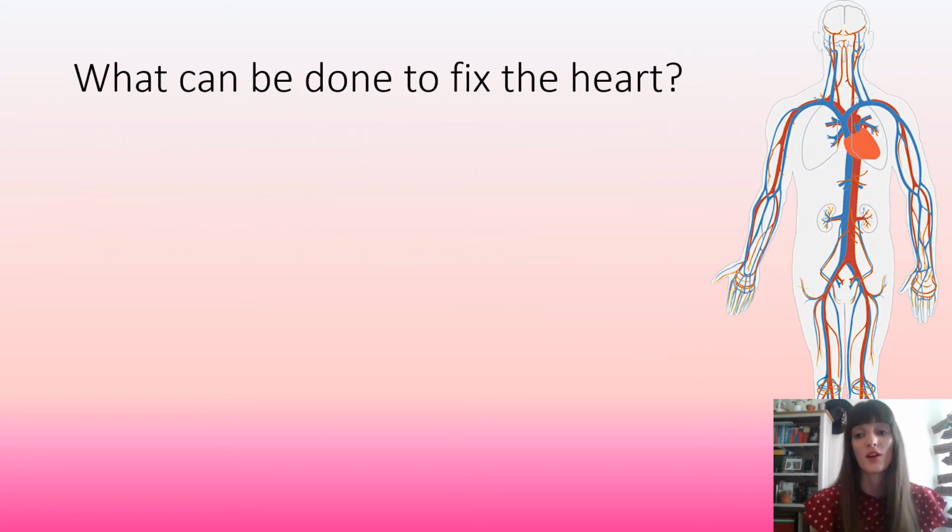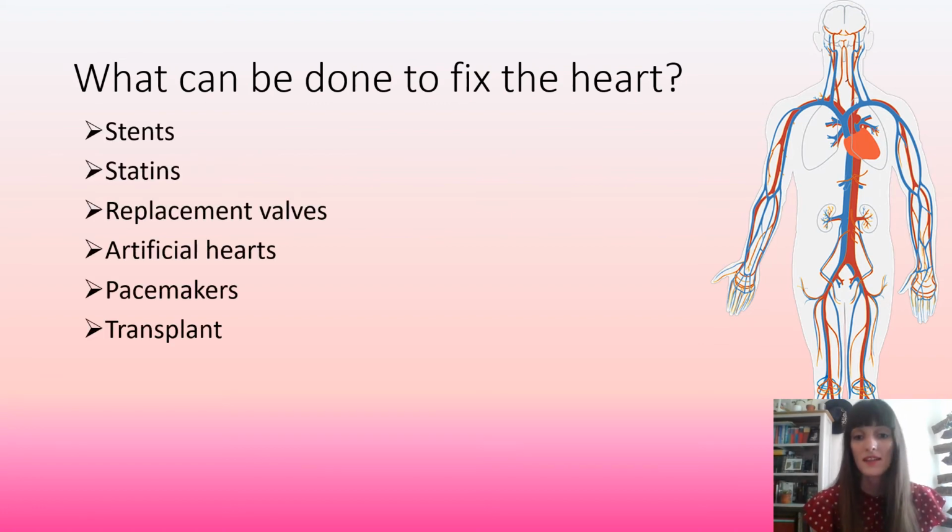So what can we do to fix the heart apart from artificial pacemakers? Stents, statins, replacement valves, artificial hearts, pacemakers, or a heart transplant. I'm going to talk about stents in a second. Statins are a class of drug often prescribed by doctors to help lower cholesterol levels in the blood. If we lower the levels of cholesterol in the blood, then we can help prevent heart attacks and strokes. There's no surgery involved, so that's brilliant, but obviously with all medicines there can be side effects. Replacement valves I'm going to talk about in a second, and we've already spoken about pacemakers.